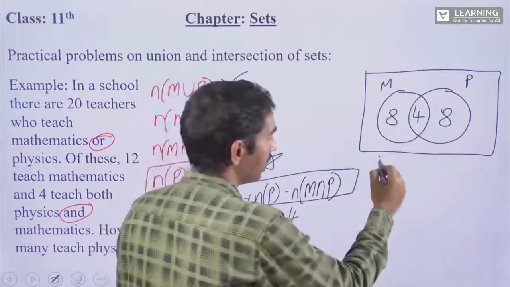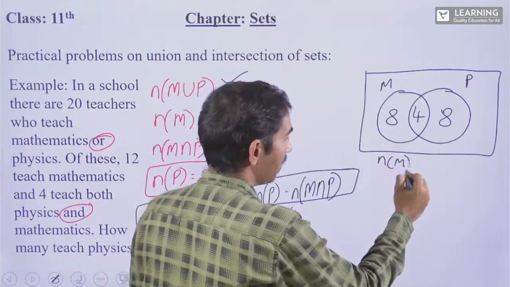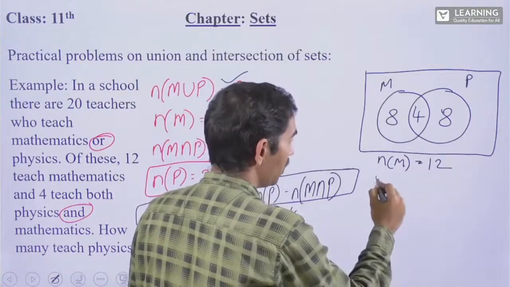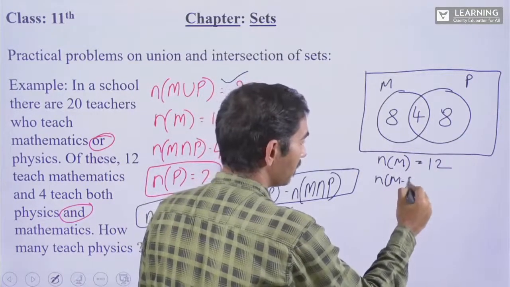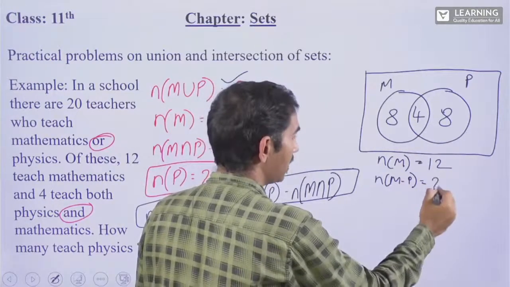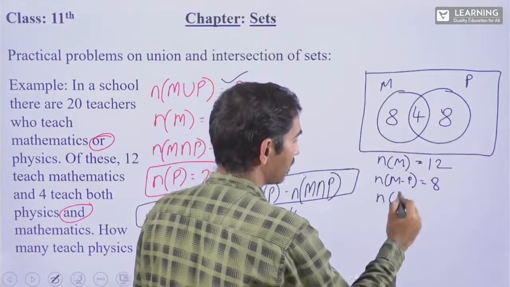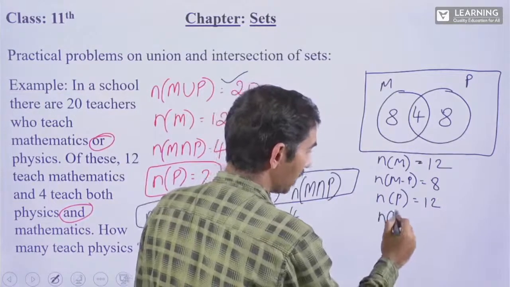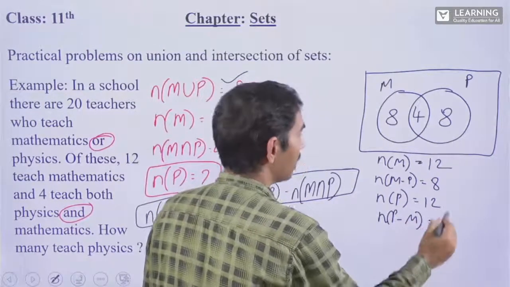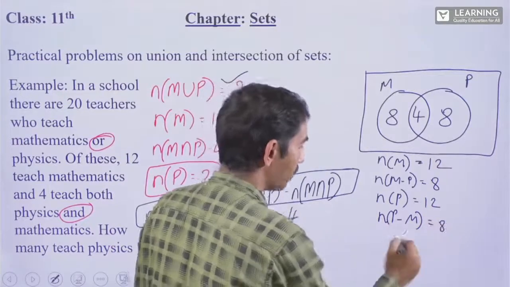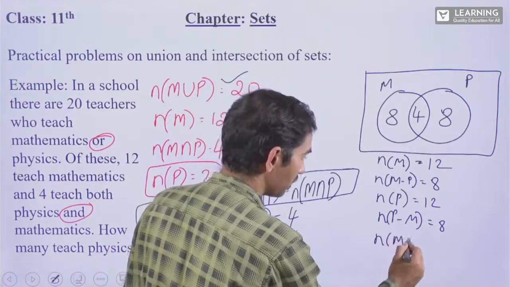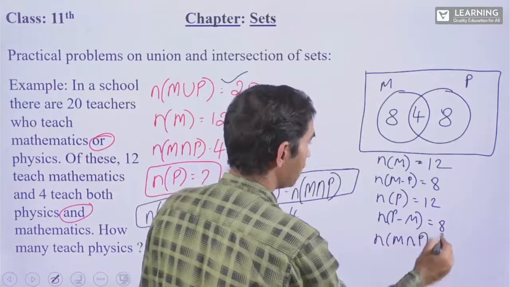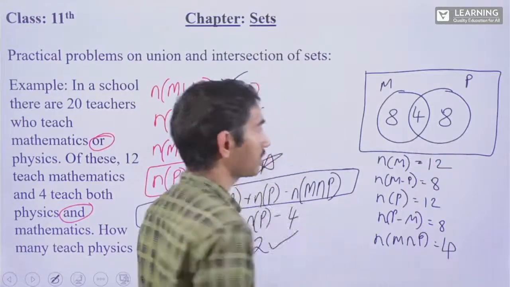So now here, what is n of m? n of m is 12. What is n of m minus p? n of m minus p is 8. What is n of p? n of p is 12 again. What is n of p minus m? n of p minus m is 8 again. What is n of m intersection p? n of m intersection p is 4 again.